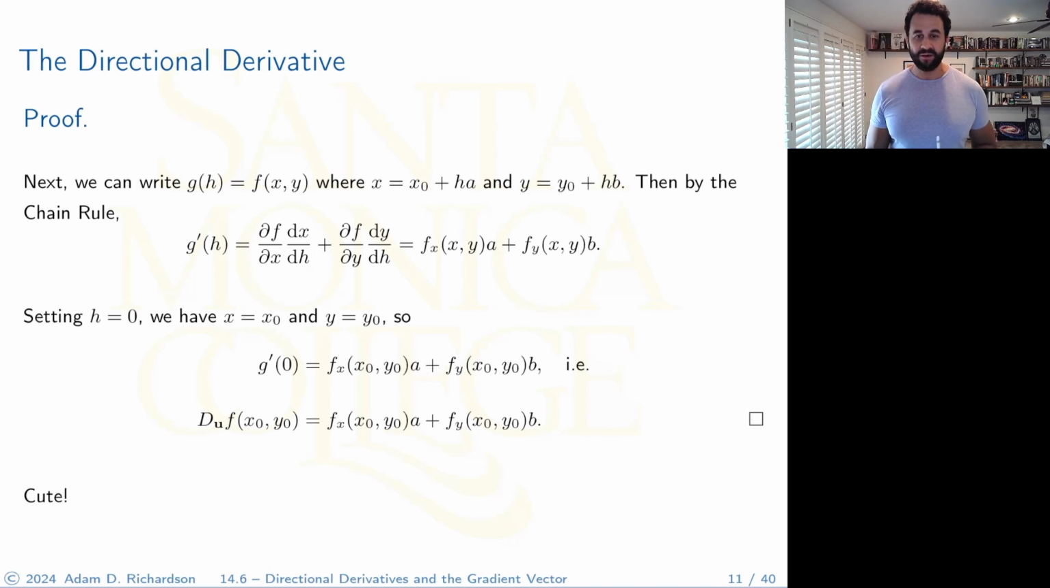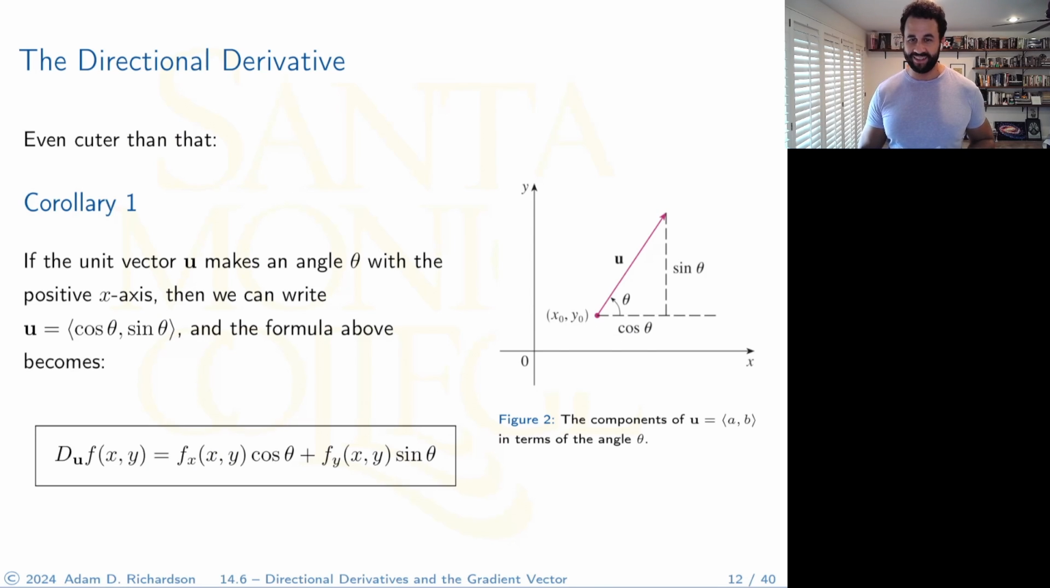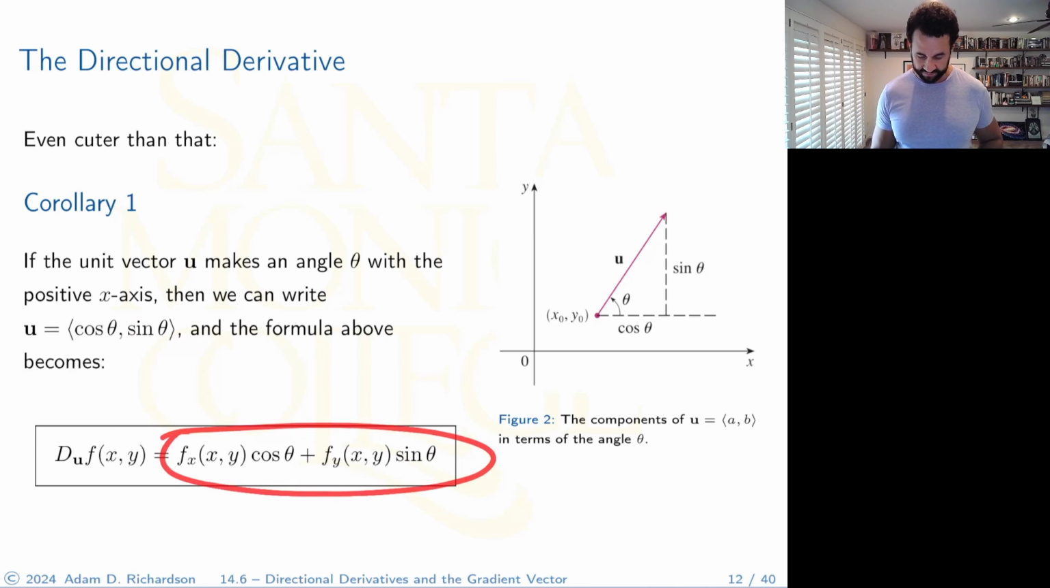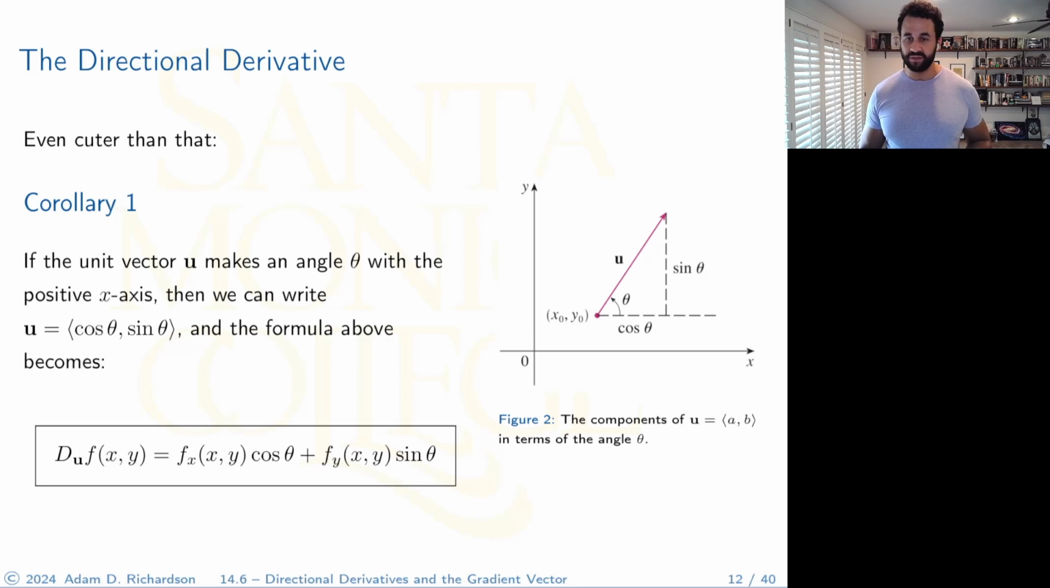All right. Now, from this, we actually get another even cuter result. So here's a corollary of that result. If the unit vector u makes an angle theta with the positive x-axis, then you can write the unit vector in terms of cosines and sines. So this will be cosine theta, this will be sine theta, and now we can substitute those values into our previous formula, and we can write it like this. Cool stuff. So the directional derivative in the direction of u is the partials, and if you happen to just know the angle that u is making with the positive x-axis, then you can just multiply by cosine theta, sine theta, instead of the components themselves. Cool stuff. All right, let's practice.